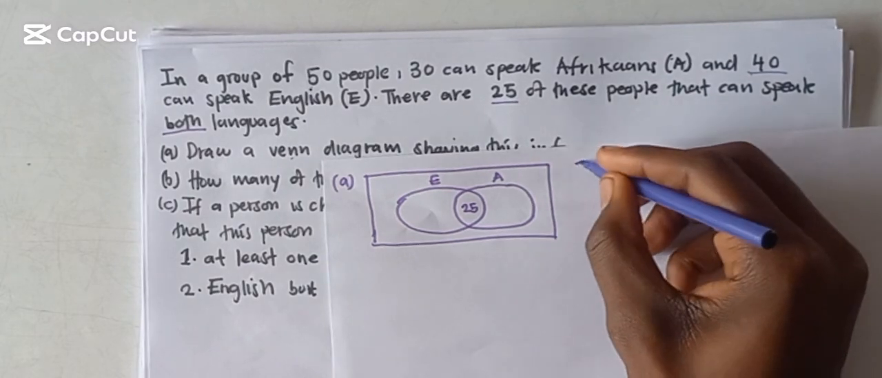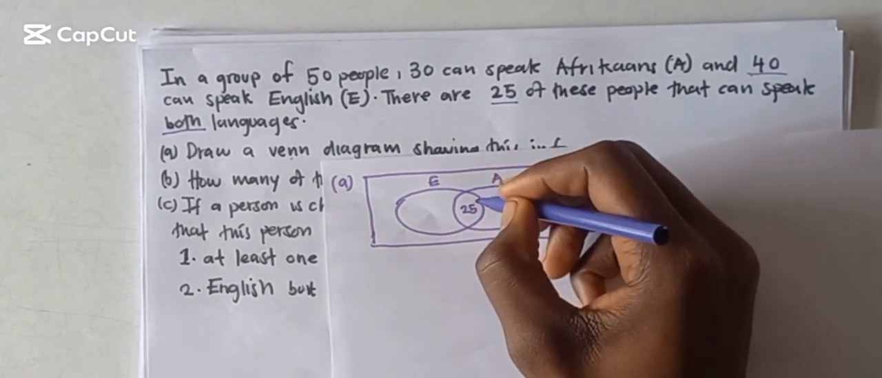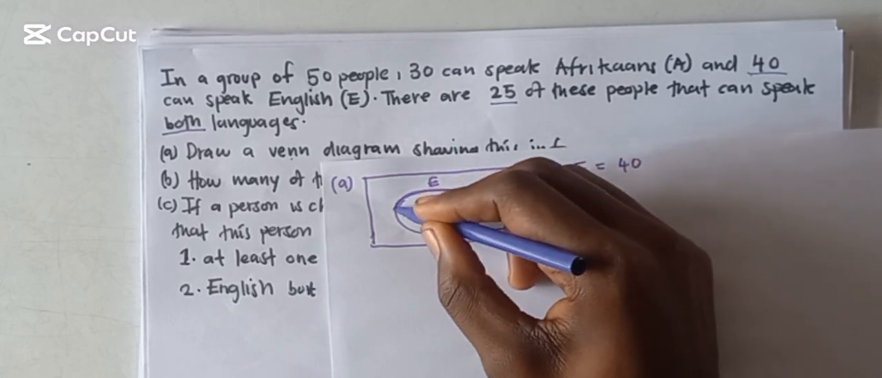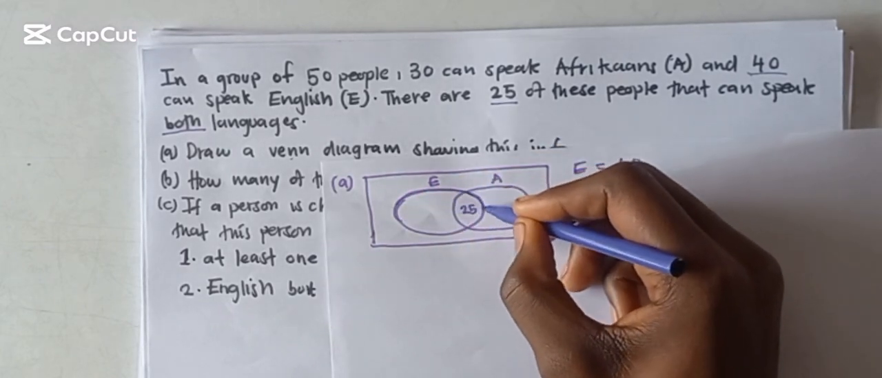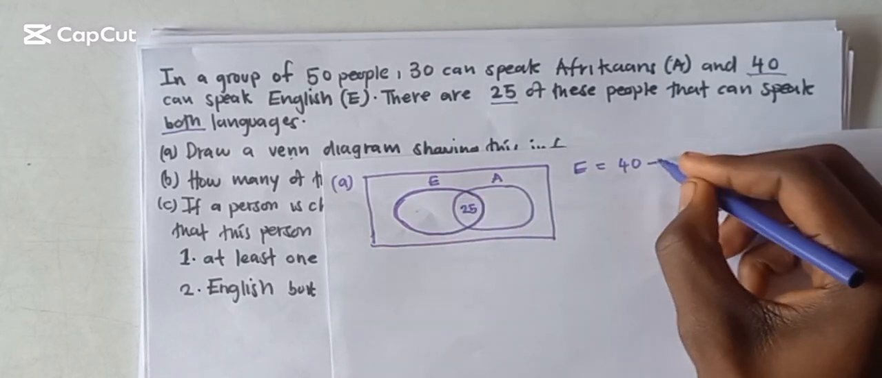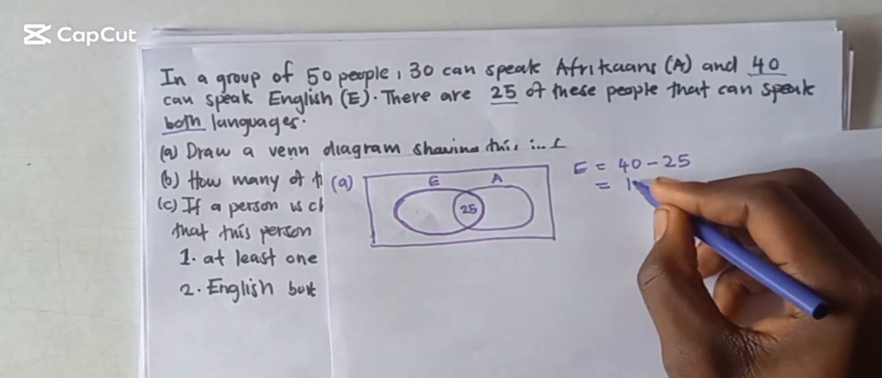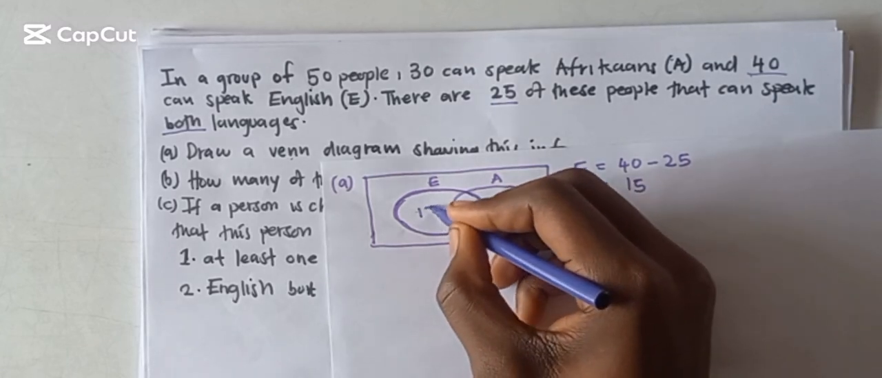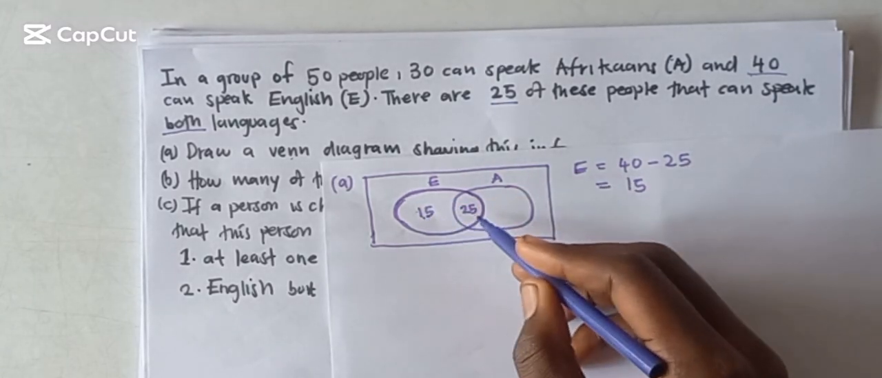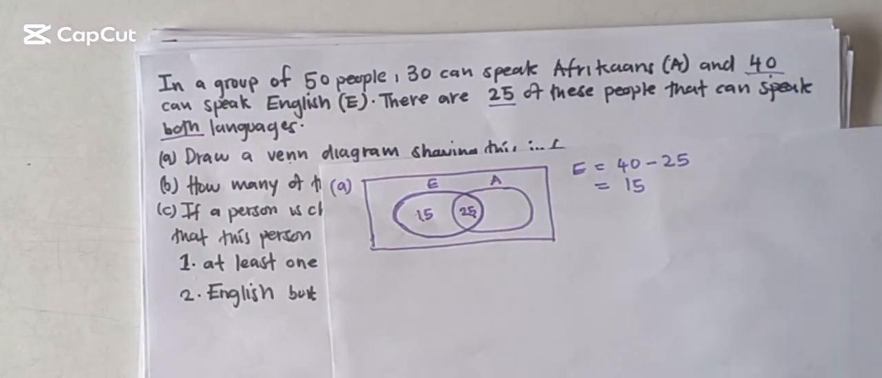What are we going to do? We're just going to say E is equal to 40, because inside this circle of E, which is for English, there are already 25 people here. So to find the number that we're going to write here, we're just going to subtract 25. For that one, we're going to get 15, so here we're going to write 15. When we add this 15 and 25, we're going to get what? 40.